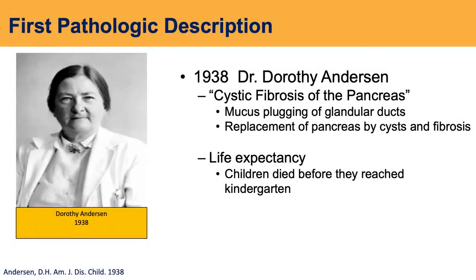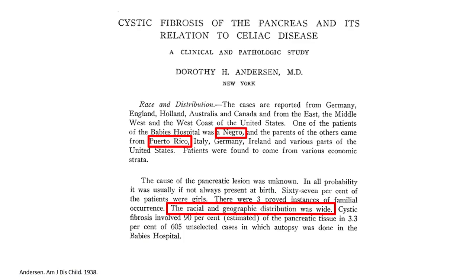In her seminal paper, Dorothy Anderson, who was the very first person to describe cystic fibrosis as a clinical entity, noted that her case series actually included a child who was Black and a child who was Hispanic. In fact, she said the racial and geographic distribution of the disease was wide. However, those individuals were invisible to those who wrote the textbooks about cystic fibrosis. Until recently, if you read an article or a chapter, you would most often read, "Cystic fibrosis is the most common lethal genetic disease in the Caucasian population."